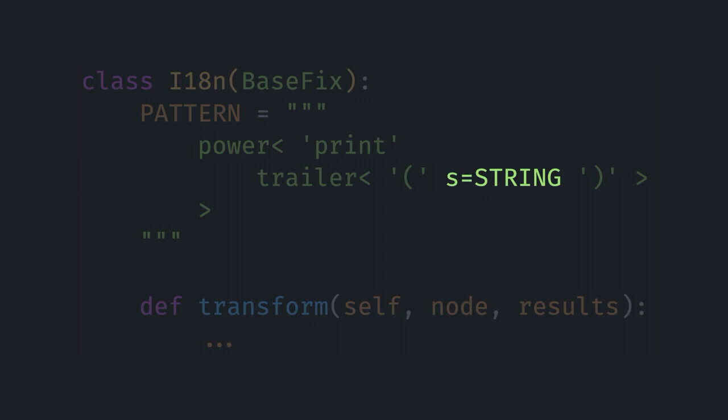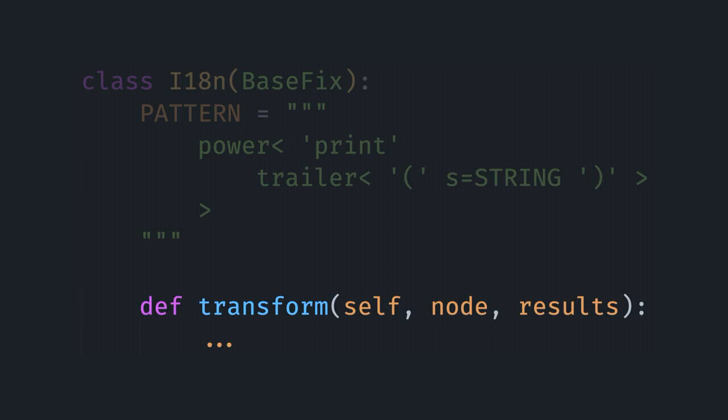And more specifically in this case, we're capturing the string literal here using s equals, basically assigning that captured element to the keyword s. There are more examples of these patterns in the actual lib2to3 set of fixers. They range from very simple patterns to extraordinarily complex.